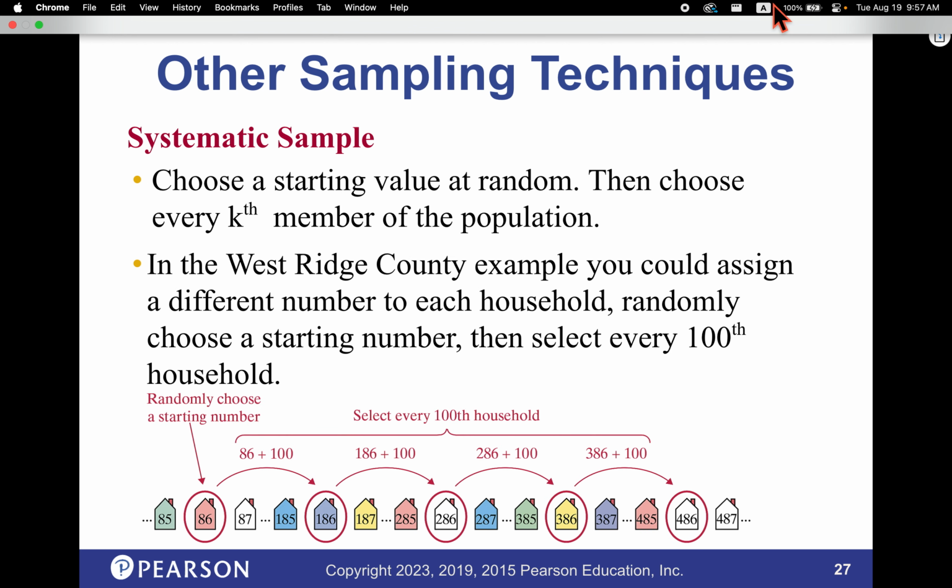So again, here it is. You could do it with households, house numbers, whatever, and they're taking every 100th house. Those will form our sample. There could be issues with this type of sampling, but again, it also might be okay if your areas are close to your population.